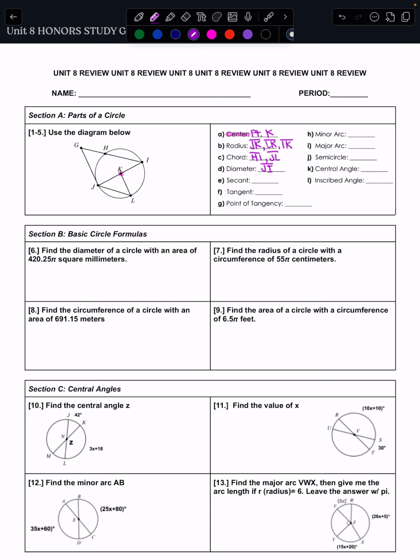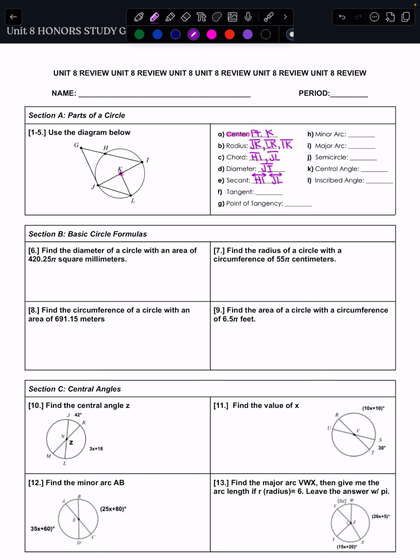Okay. Next one, secant. Please do not confuse this with chord. They look very similar. However, a secant is a line, so it goes on forever and ever. We already know what the chords are, so instead of making a line segment, I'm going to draw the symbol for lines. It's like a line segment, but it has arrows going in either direction. So HI and JL would be considered secants, as long as we know those lines go on forever and ever.